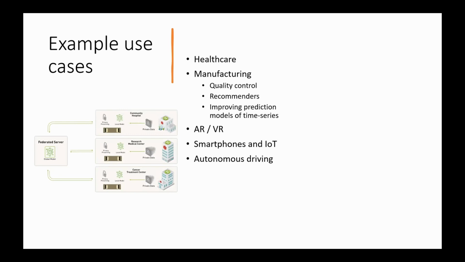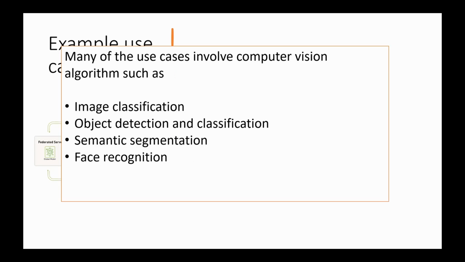So many of the use cases that I am talking about could involve some level of computer vision. That could be, let's say, image classification, object detection and classification, semantic segmentation, or face recognition. So in the rest of the talk, what we are planning to do is take one example from computer vision, and see how we could build it and deploy it on a device, and then how we apply federated learning and in what capacity we could do it.